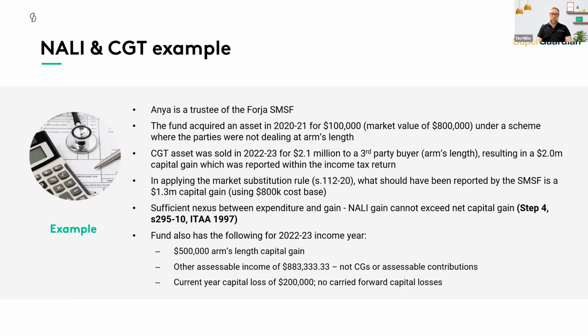If we apply the market substitution rules, what should have been reported was a $1.3 million gain, because we have a cost base of 800,000, and then we have a gain being the difference between 2.1 million and 800,000. Now, there is a sufficient nexus between the expenditure and the gain, because our cost base was low to start with. So we've got a gnarly situation. What we also need to know is the fund's got $500,000 worth of arm's length capital gains. And this is really the crux of the point of this calculation that I want to get to here. 500,000 arm's length capital gains, other assessable income of $883,000, and then a current year capital loss of 200,000 with no carried forward capital losses.